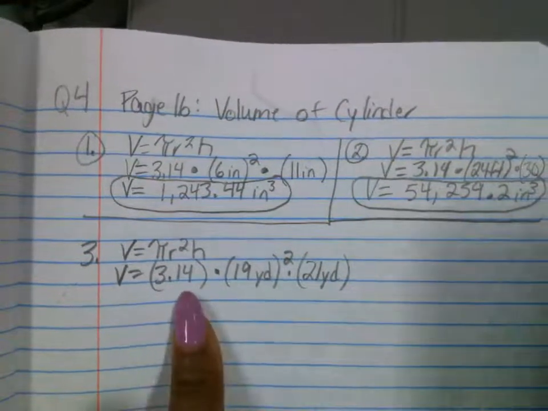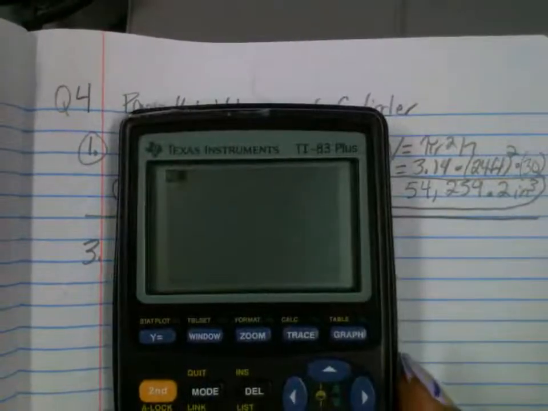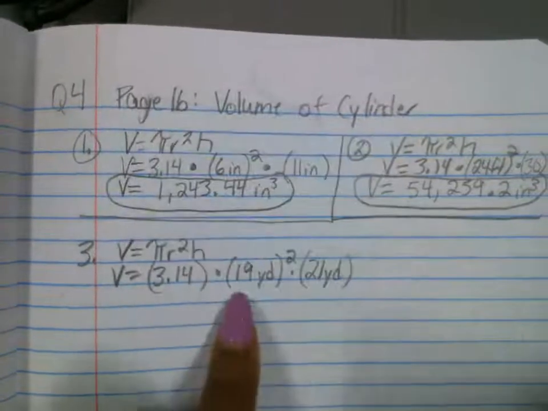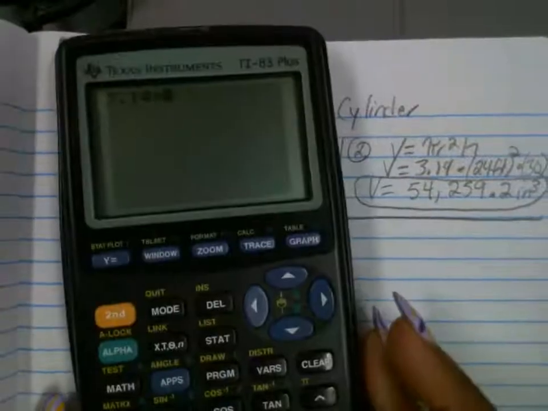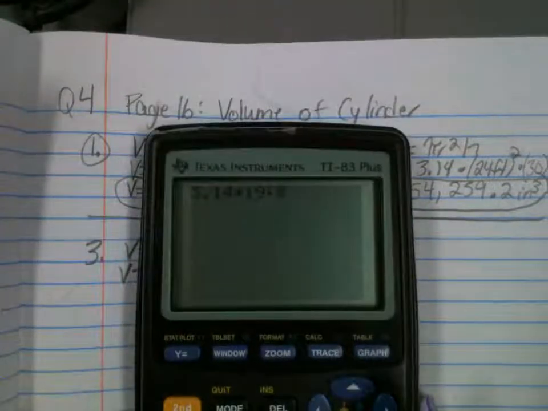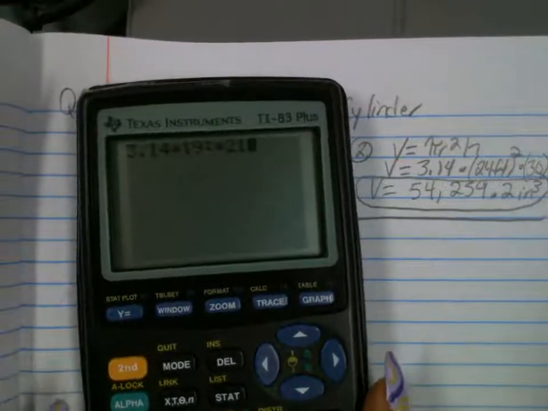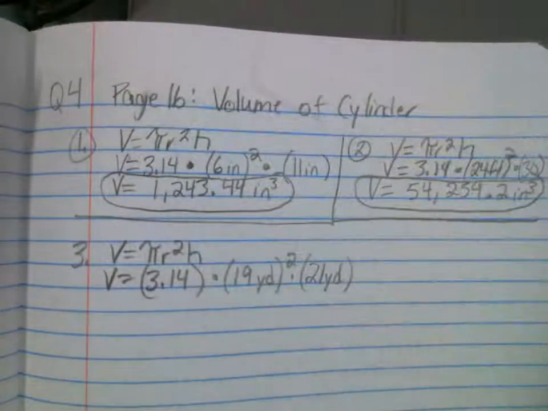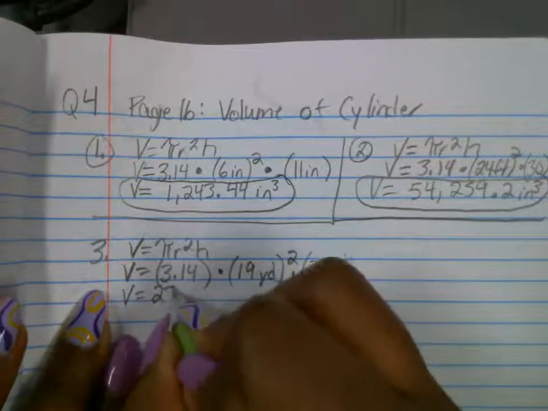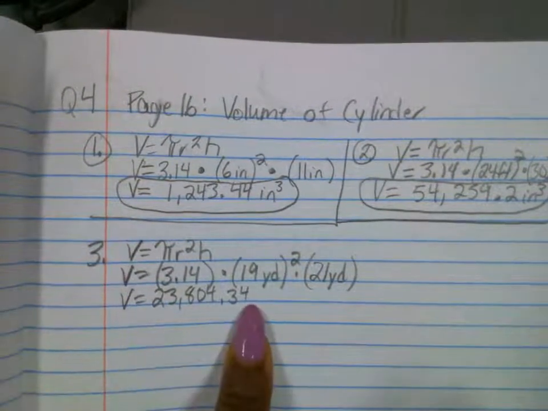Now we're going to type this in. Okay. So we're going to type in 3.14 times 19 squared. The square button is right here. Times the height, which is 21. Press enter. What does that give us? Very good. 23,804 and 34 hundredths. 2 spaces behind the decimal.